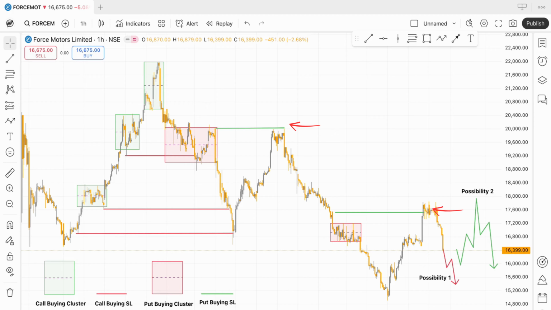So we had a double liquidity capture event. First the call buyers, then the put buyers. Both sides got trapped before the market made its real move. Now, where do we stand currently with Force Motors? Unless we see a strong rally with confirmed continuous call buying showing up in the lower time frames, and I mean genuine accumulation, not just retail FOMO, the expectation is that this downtrend continues.